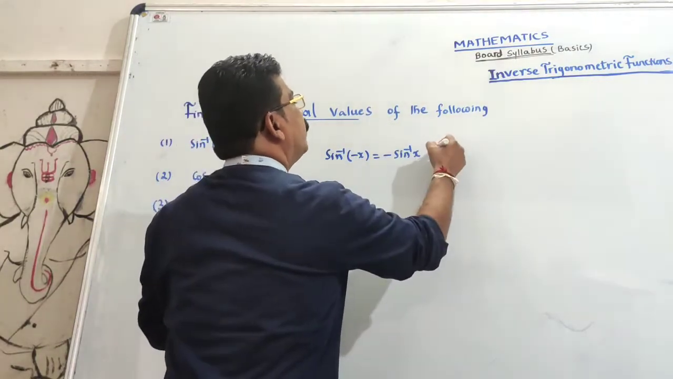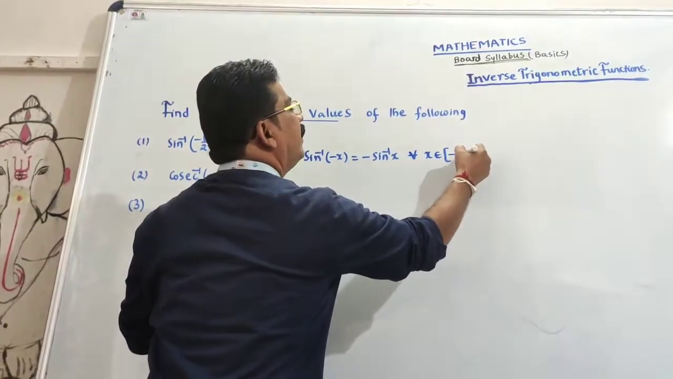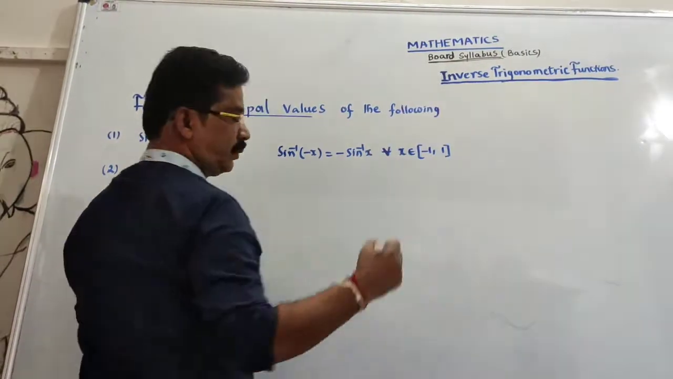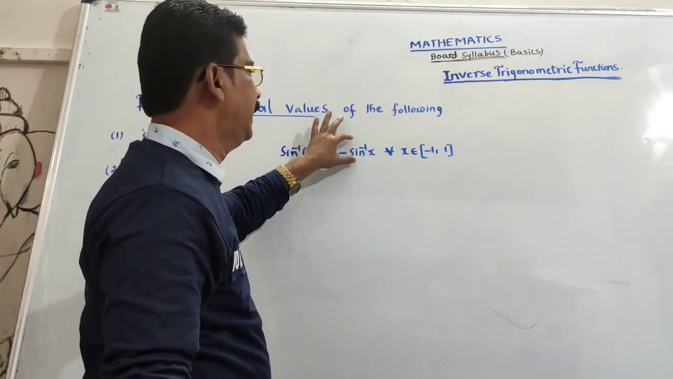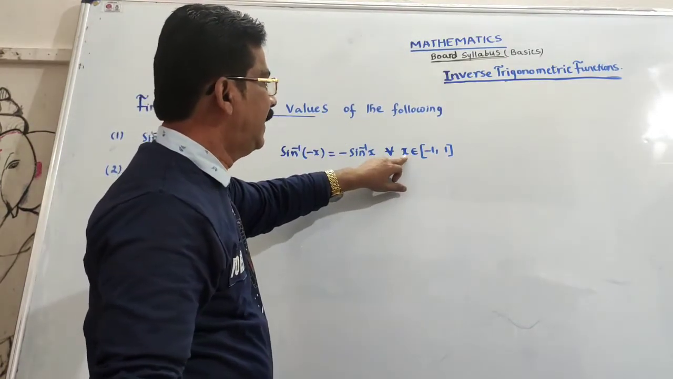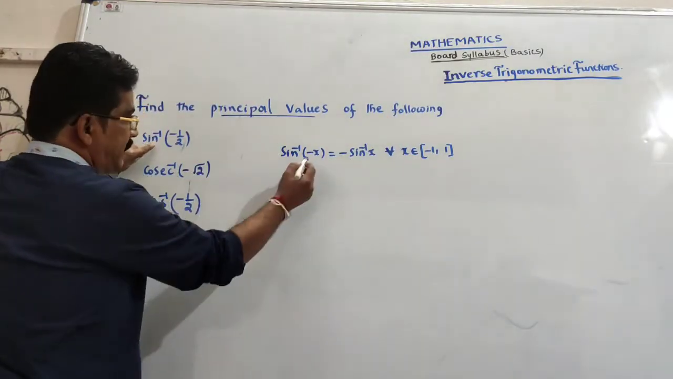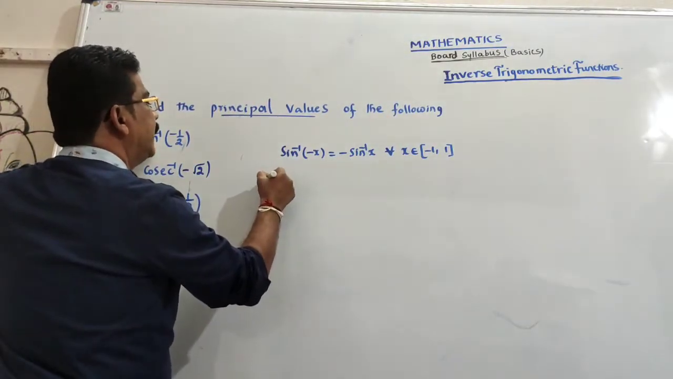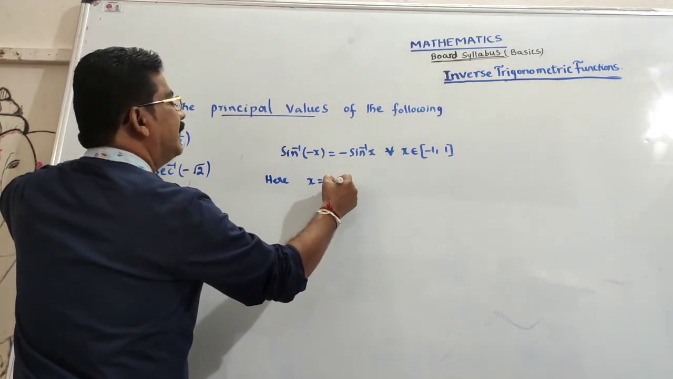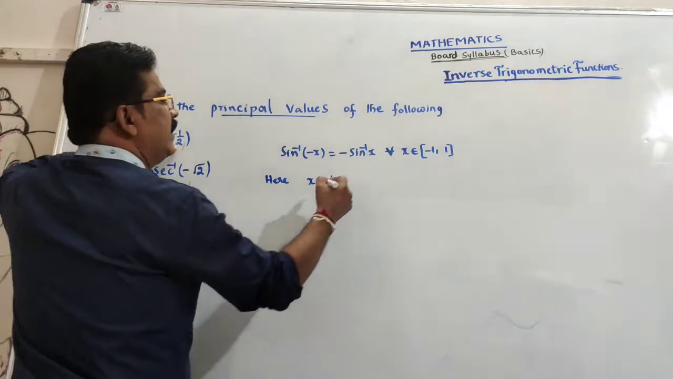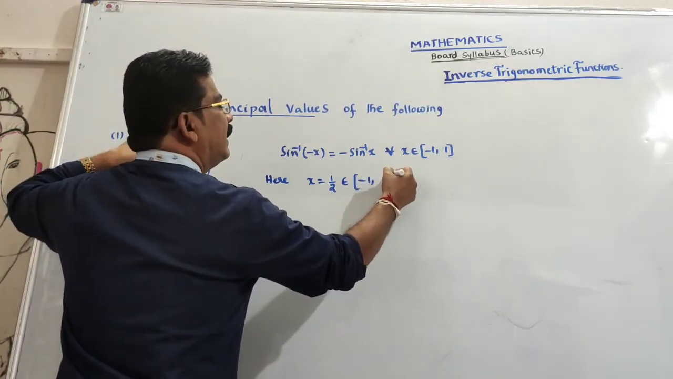Actually, it is true that for all x belongs to closed interval of minus 1 comma plus 1. So, before using this formula, we have to verify the values of x, whether it is in this area or not. Okay, compare with this. Here x is equal to just 1 by 2. So therefore, it belongs to closed interval of minus 1 comma 1.